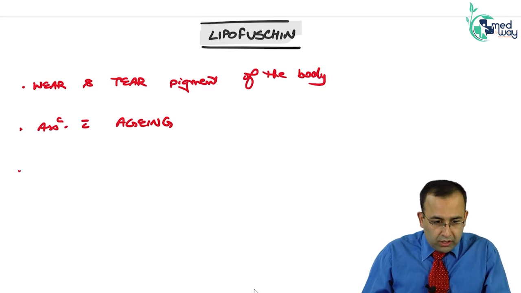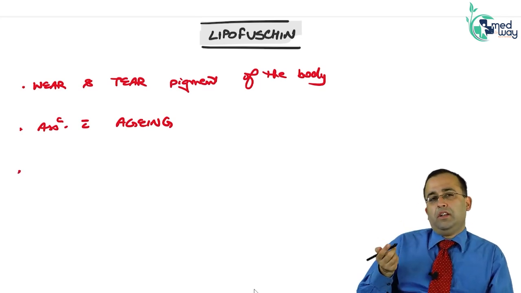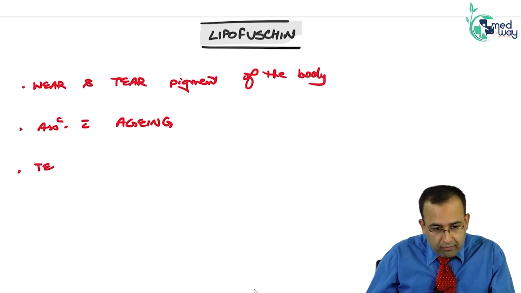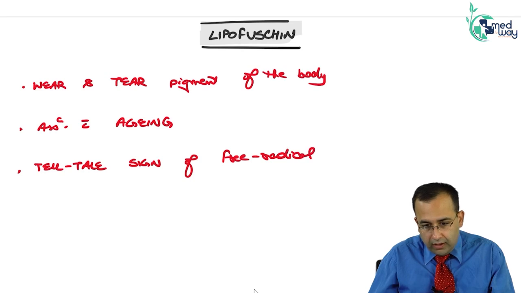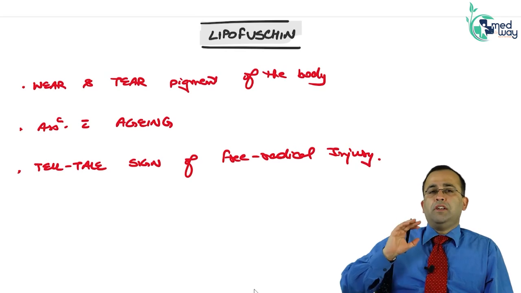So, why does aging happen? Because of free radical injury. So, I can safely say it is the telltale sign of free radical injury.